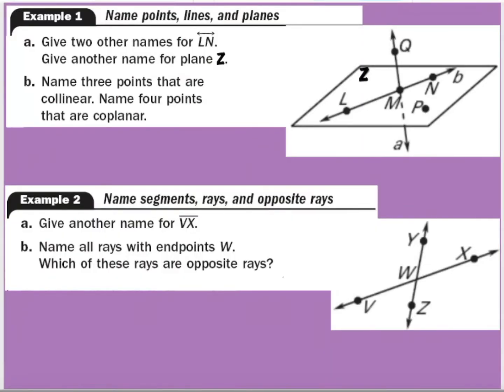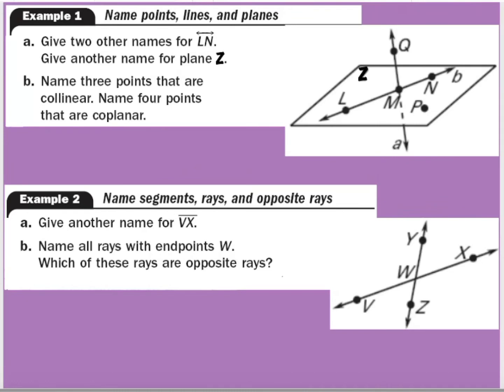I suggest pausing now and trying these on your own. The first one is asking us to give two other names for line LN. So step one, find line LN. And that would be this infinite line right here. And we're supposed to find two other names.